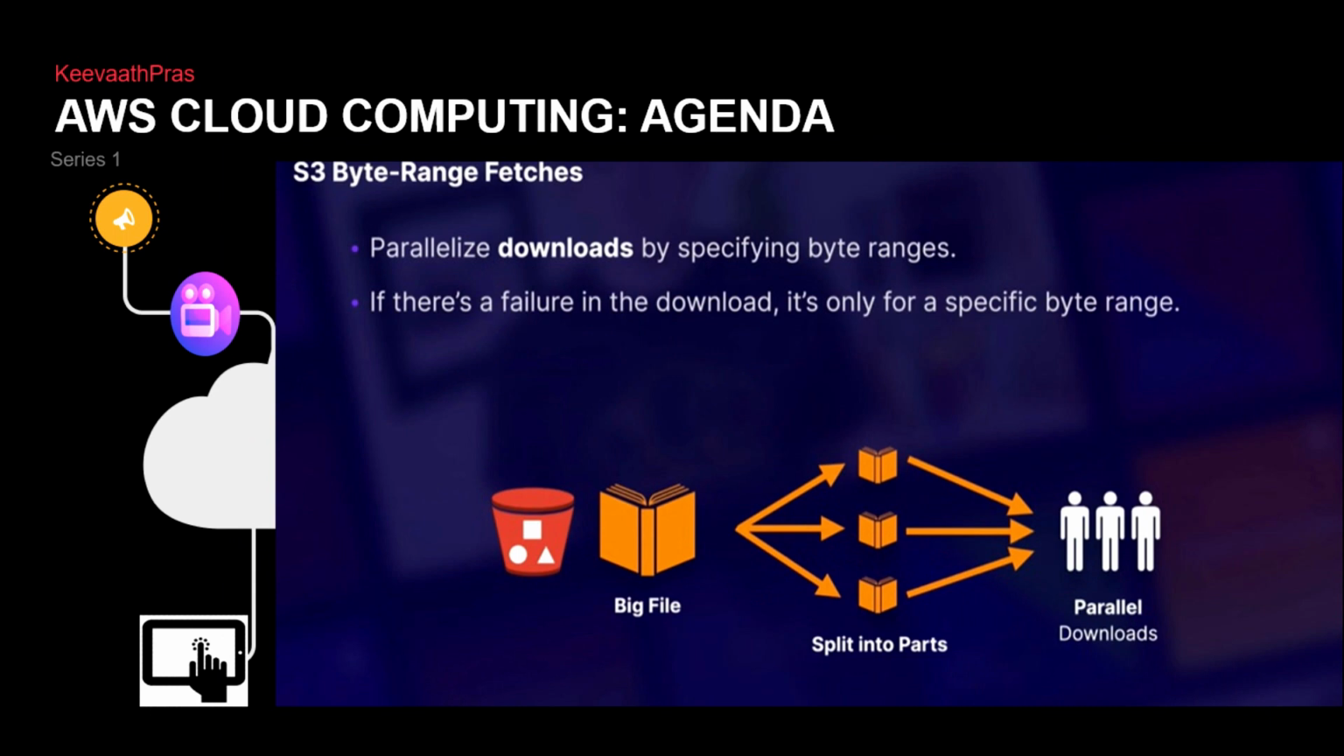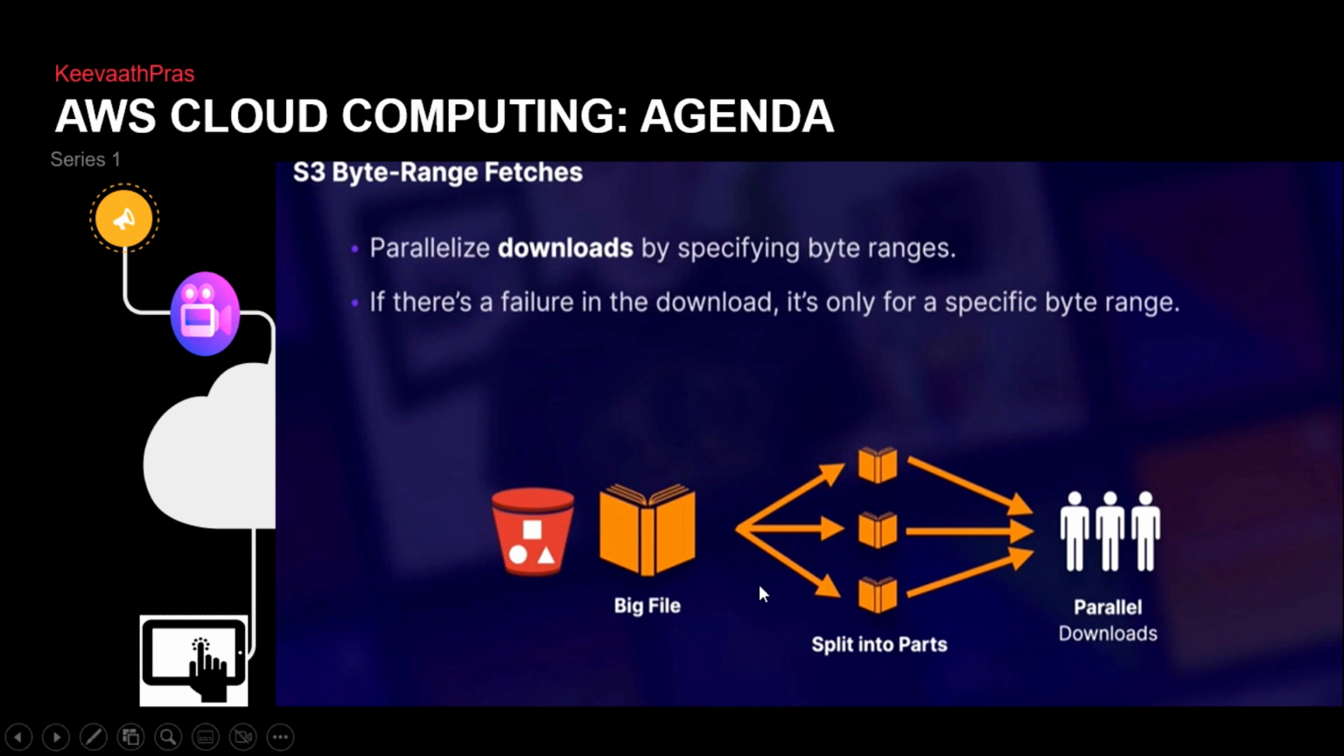So when you have an upload, you should also have a download. This is exactly what I told you for the Mega Upload and Mega Download. You parallelize the downloads by specifying the byte ranges. If there is a failure in the download, it is only in the specific byte range. So when you download, you specify from this part to this part, from this part to this part, from this part to this part. You specify the byte ranges. If something fails, it is only that particular byte range.